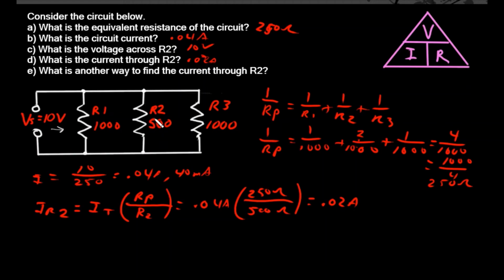Now, what is another way to find this current through R2 without going through this equation here? Well, just using Ohm's law, you know the voltage. We already found out what the voltage is across R2. That's 10 volts. You know the voltage and you know the resistance, so you can find the current. No problem. It's your voltage divided by your resistance. So the current through R2 is 10 volts divided by 500, which is also equal to 0.02 amps.